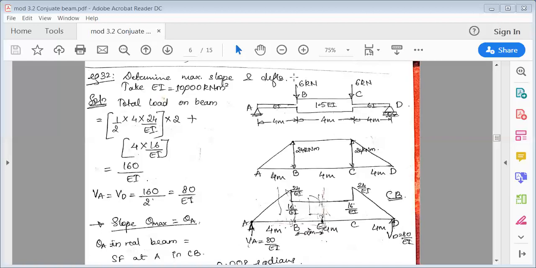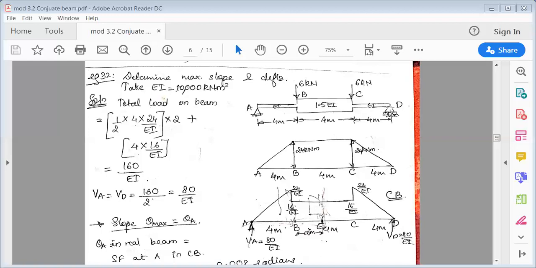To the left side of B, there is only one load, that is a reaction load, 6 kilonewton. It is going clockwise, so it is 6 into 4. 6 fours are 24. Left side clockwise is positive. So that's how I'll mark it here, 24. At A it is 0, at B it is maximum, 24.